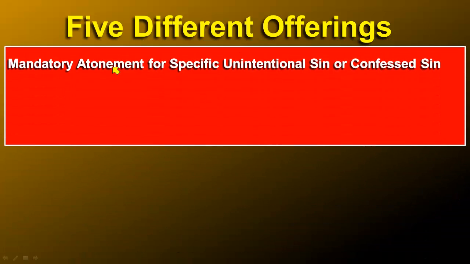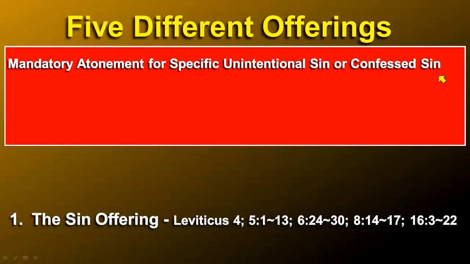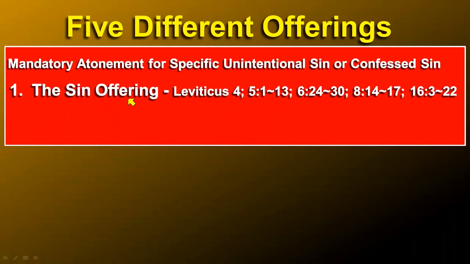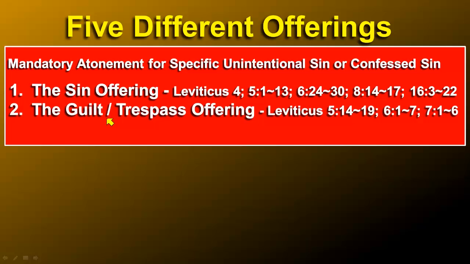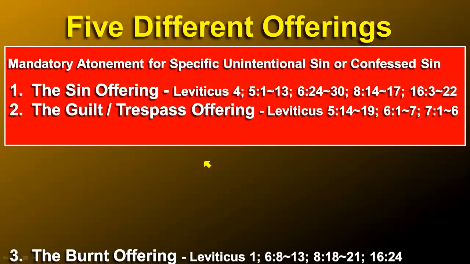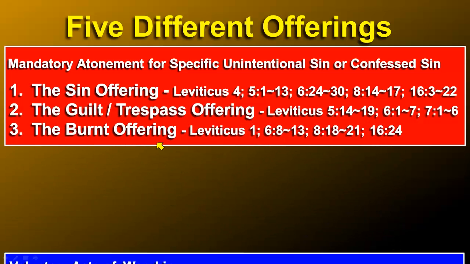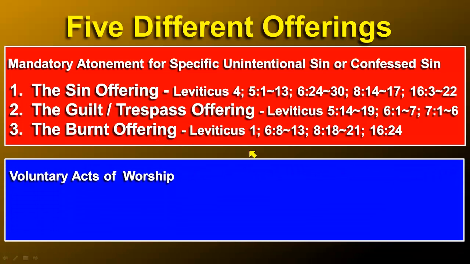So the first 3 offerings were mandatory. That means that you had to do them. They were atonement for specific unintentional sin or confessed sin. And they're called the sin offering, the guilt or trespass offering, and finally the burnt offering. Now these can be found in Leviticus, and you can pause this video if you want and copy these texts down, but they're found in Leviticus. You can read more about them.